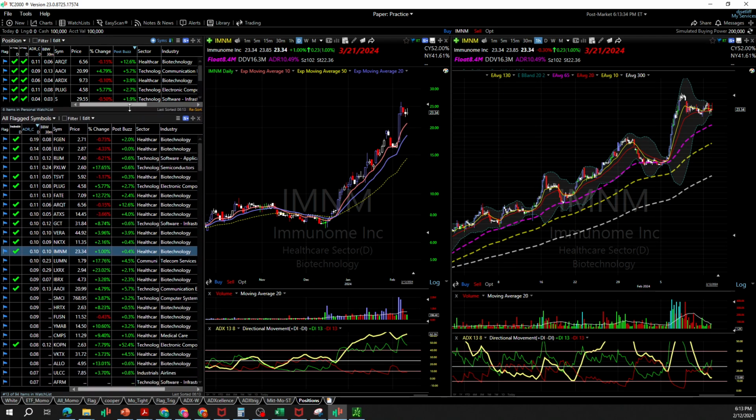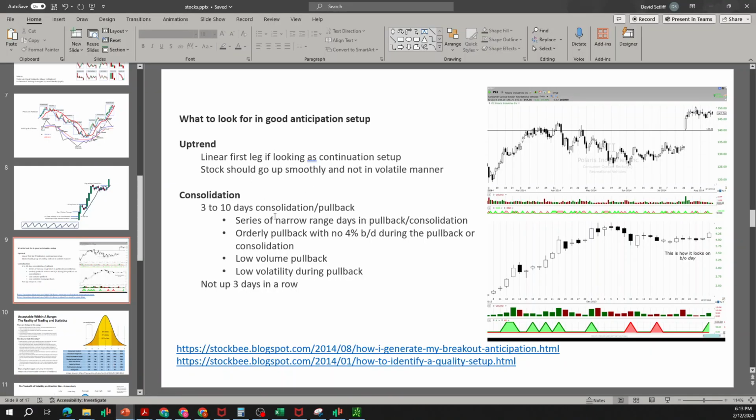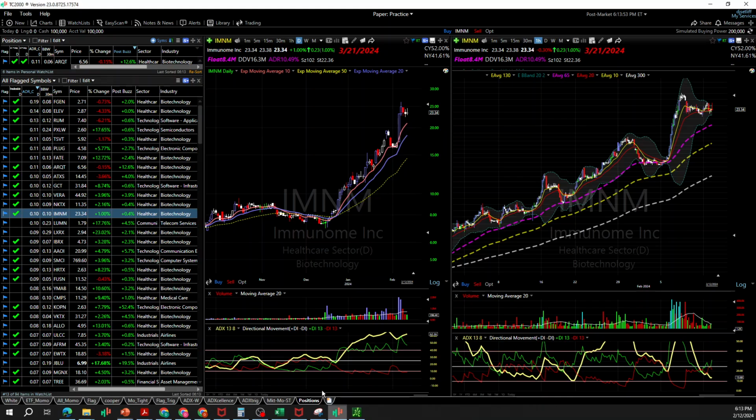And again, just using these two basic criteria from Stockbee. Nothing overly complicated. It's just understanding what you're looking for. You're looking for a consolidation that's tight, orderly, volatility and volume are contracting, and then it's not up 3 days in a row. So just keep that in mind as we look through these charts.